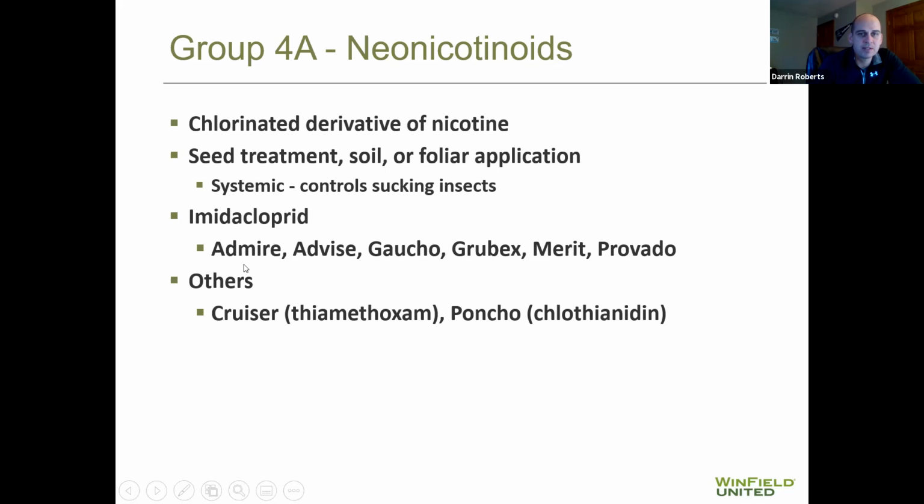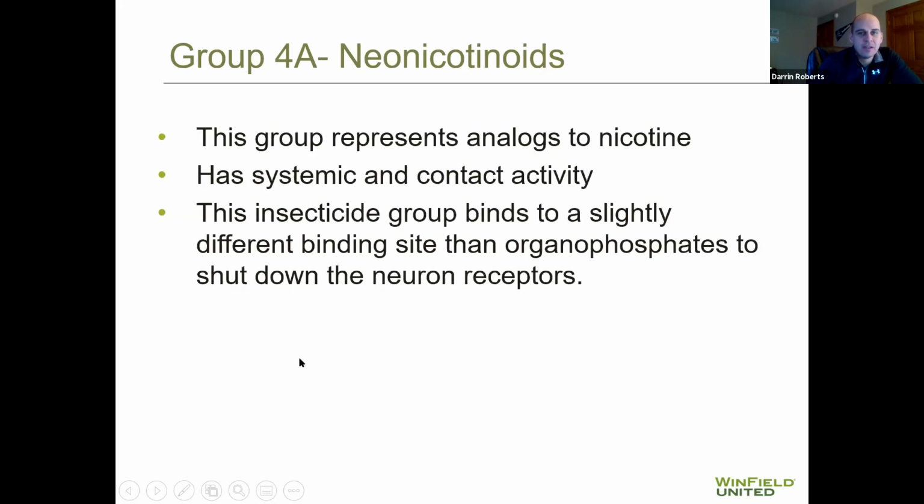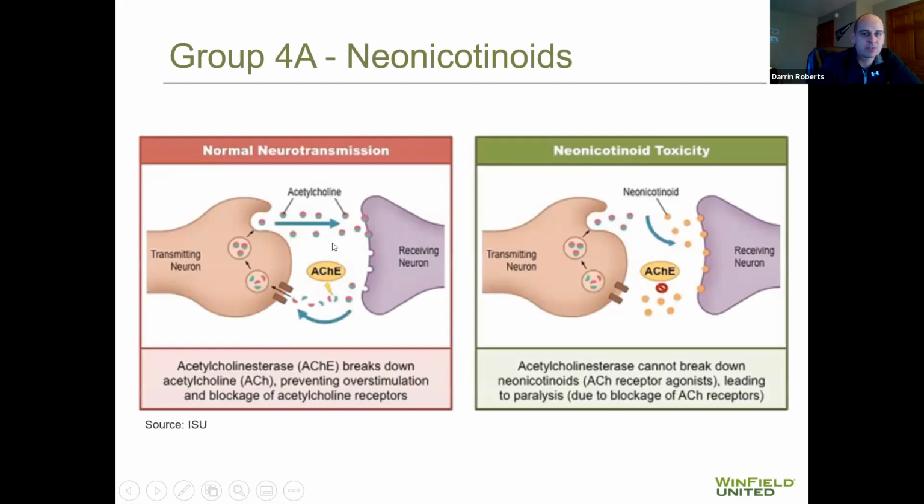Some of the common products that you might be aware of. So imidacloprid or Gaucho seed treatment is a neonic. Others here would be Cruiser or thiamethoxam, which is in Warden CX, or the Cruiser Max products from Syngenta. And then Poncho or clothianidin. Probably butchered that name, but oh well. Okay, so Poncho falls under this category as well. These have systemic and contact activity, slightly different binding site, which I'll show you here.